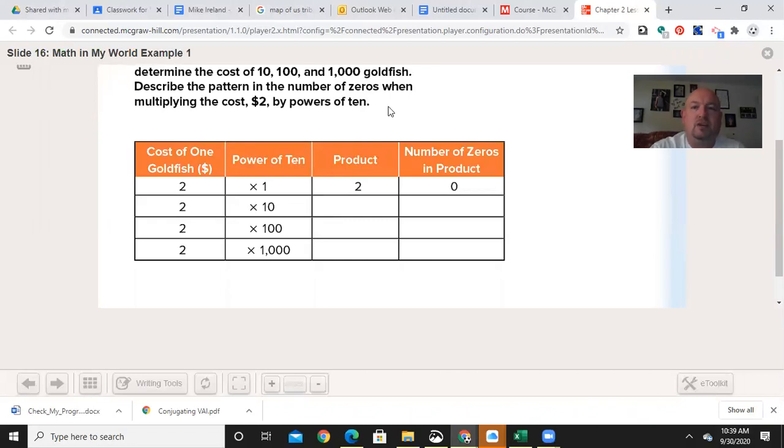So I'm going to use my annotation tool here. Let's select the text. 2 times 1 is 2. What's 2 times 10? If you said 20, good. We're going to keep moving down this column here. 2 times 100. Well, 100, 200. 2 times 1,000. 1,000, 2,000.